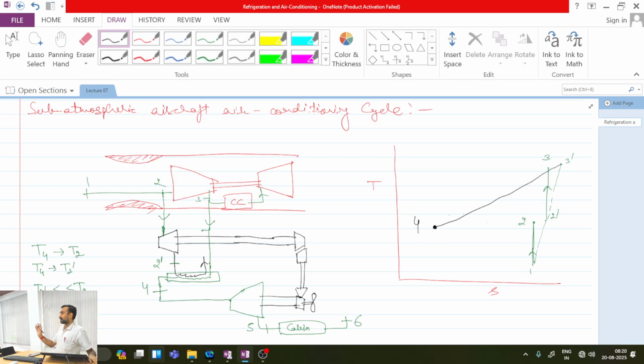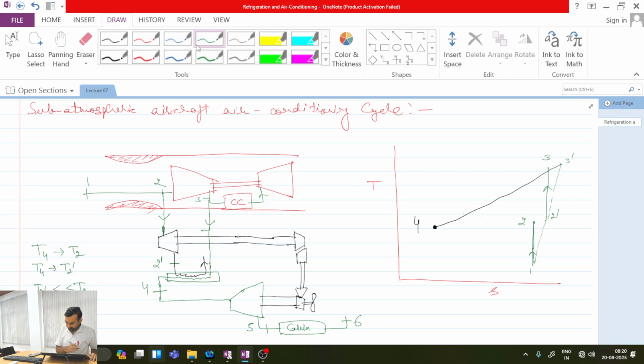In the simple aircraft air conditioning cycle, I have to stop cooling somewhere above T2. In the ideal case, if the heat exchanger is 100% efficient, then it can maximum come up to T2. But here it can go below this because already the RAM air I have cooled to a temperature below the T2 temperature. All are clear with this point? Anyone is having any doubt?